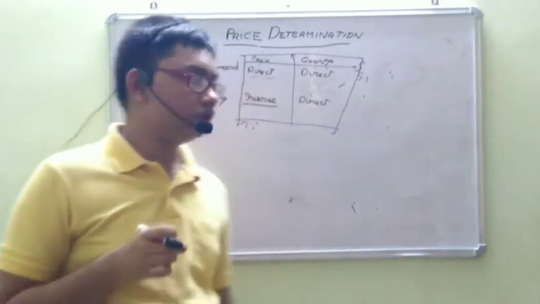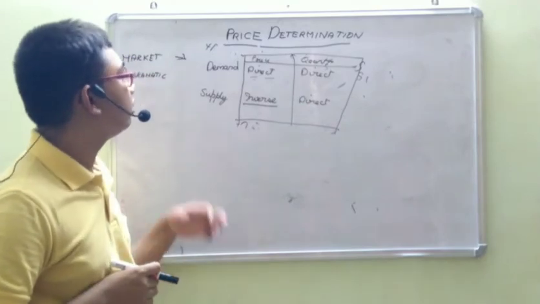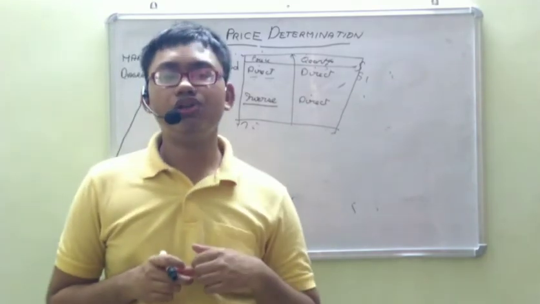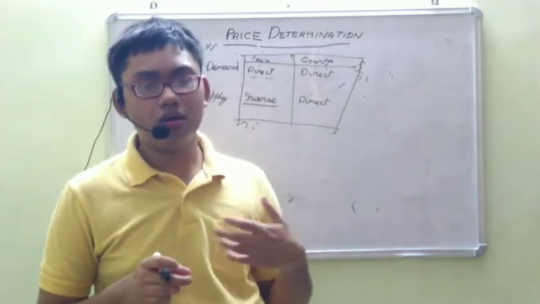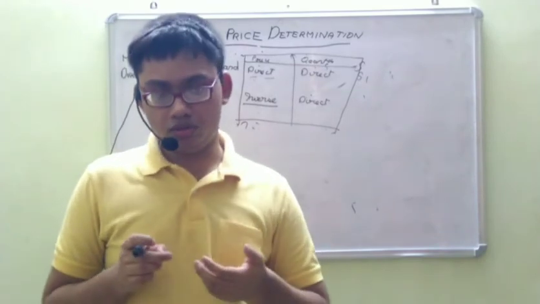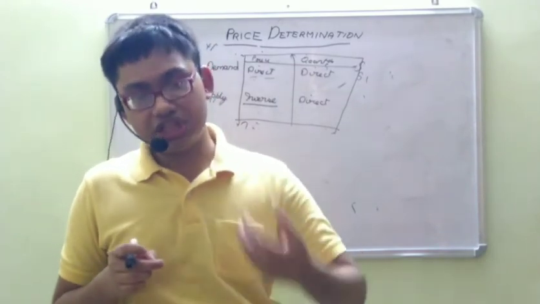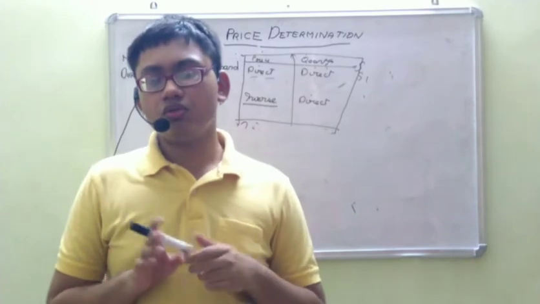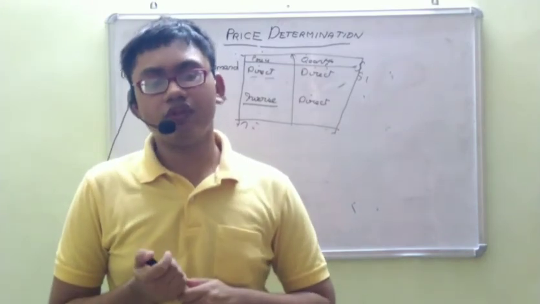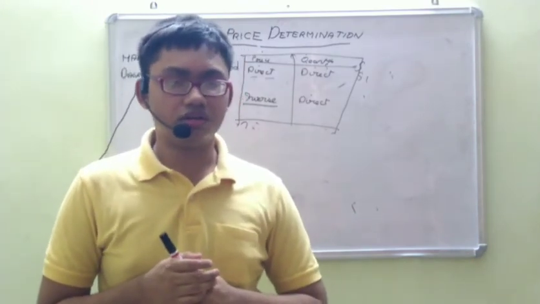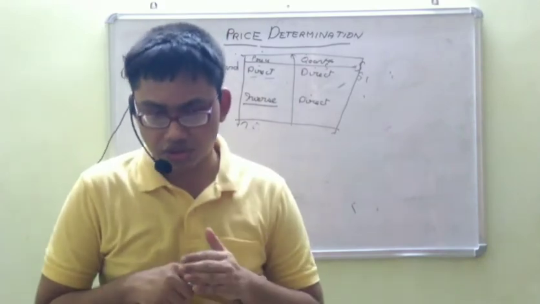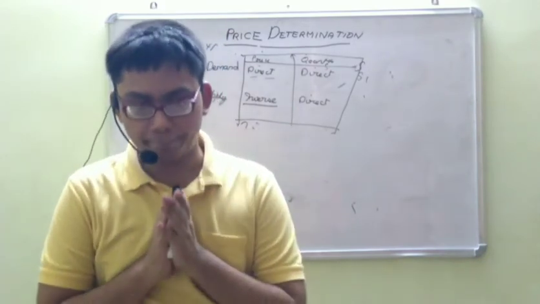Okay, so this is all for this session. Here we discussed the conditions for equilibrium of the market and how these can be altered, how these undergo change. Okay, so this concludes the session as well as our discussion on microeconomic theory.